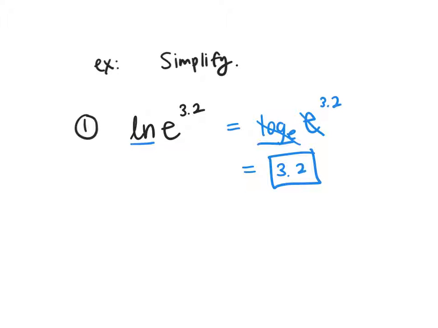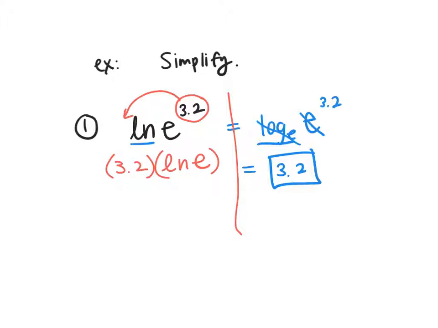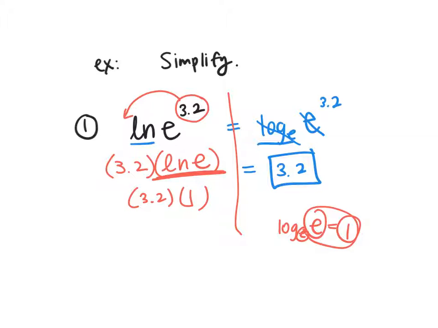The other way to do this is to move that power out to the front. Remember, you can multiply by 3.2 times ln of e. That's one of our properties. Well, what's ln of e? ln of e is log base e of e, right? e to the what gives you e? e to the first power. So this whole thing is just 1. So 3.2 times 1 also gives you 3.2 as your final answer. So two different ways to think about this problem.